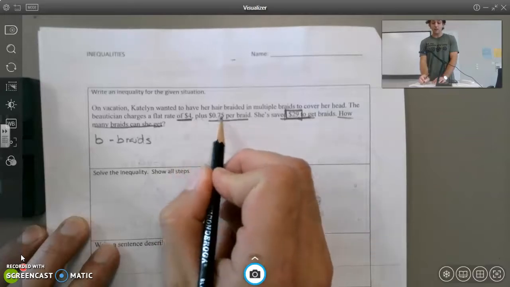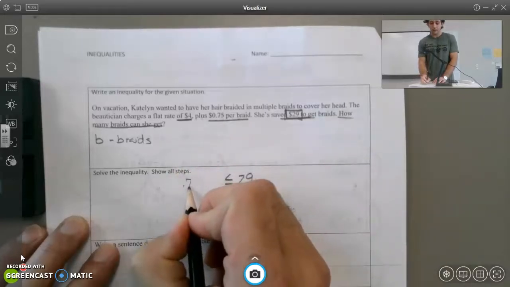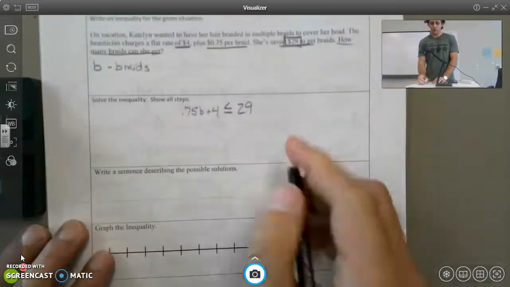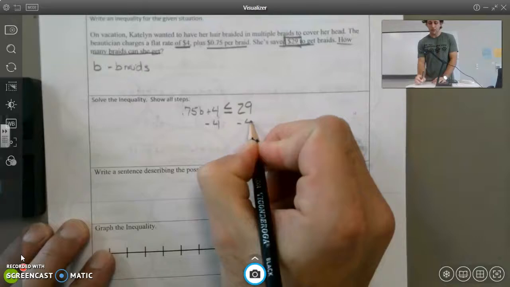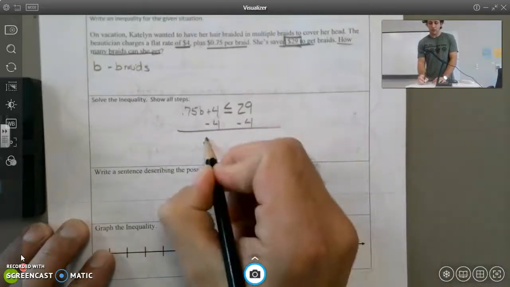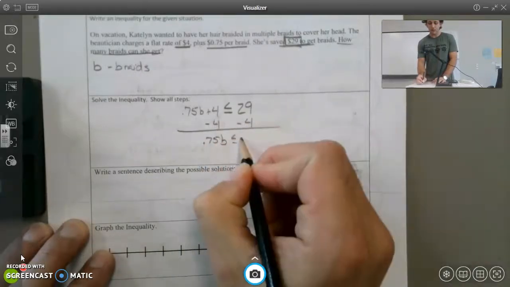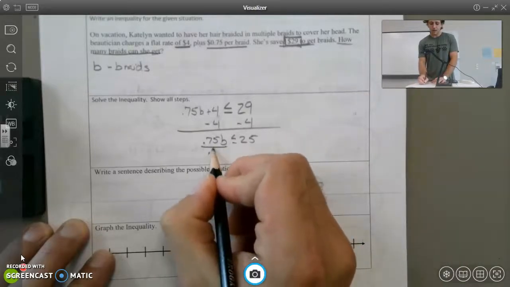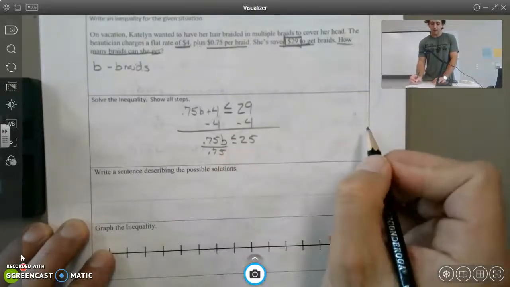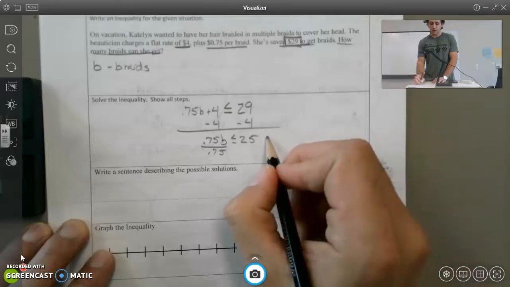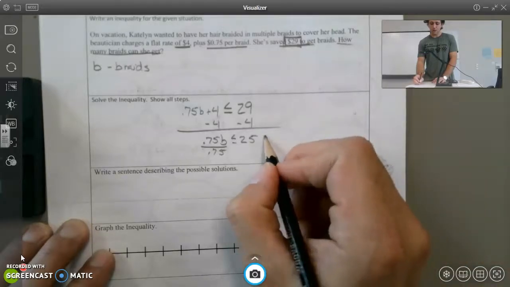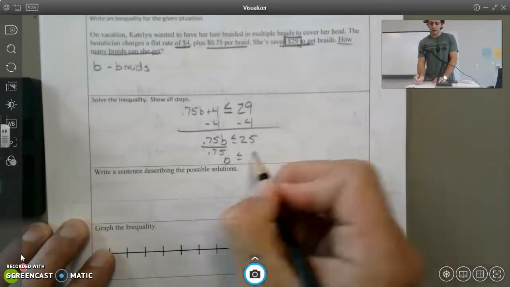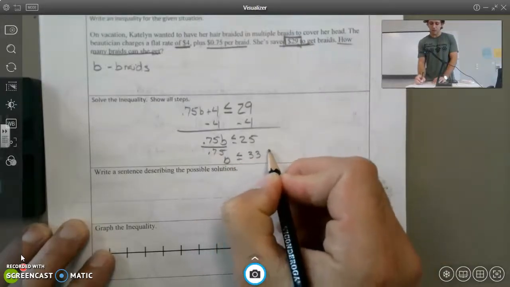Now, $4 plus 75 cents per braid. That's 75 cents a braid plus $4. And now we'll just go through and solve. If I subtract 4 from each side, 75 cents per braid is less than or equal to 25. Divide by 75 cents, which is like 4/3, so that would be 100/3, or I guess you're going to get B is less than or equal to 33.3.